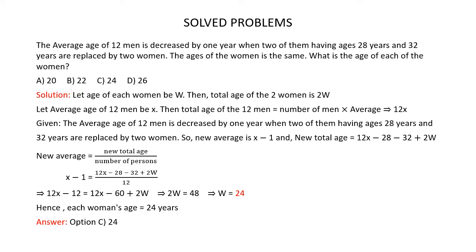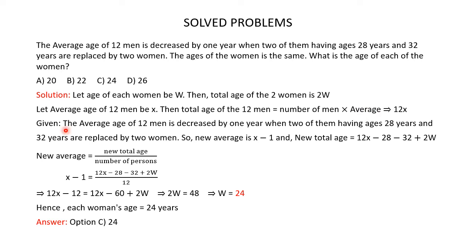So here you are asked to find the age of each of the women. Let the age of each woman be W. Then the total age of the 2 women is 2W. It's given that the average age of 12 men is decreased by 1 year, but we do not know the average of the 12 men. So let the average age of the 12 men be X. Then the total age of the 12 men will be equal to number of men multiplied by average, which is 12x.